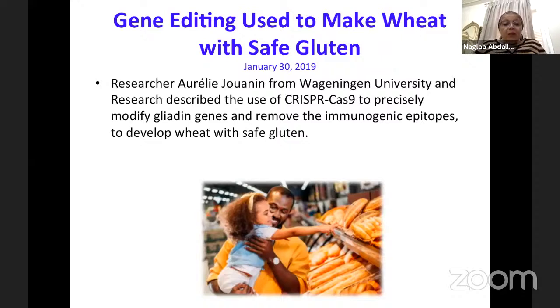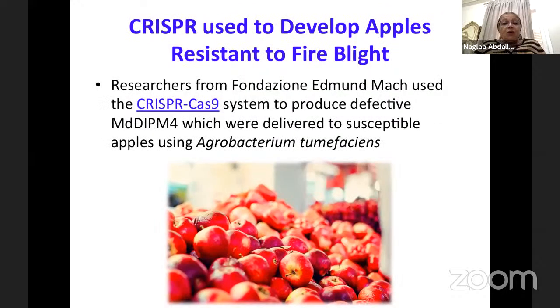This is very important because some of our children have a problem with wheat because of the gluten. So gluten-free wheat is very expensive and very hard to develop. So they used genome editing in 2019 to remove the gene which produces gluten, and we have a safe plant for people that have an allergy against gluten. Also for fire blight, they have used it in apple for resistance.